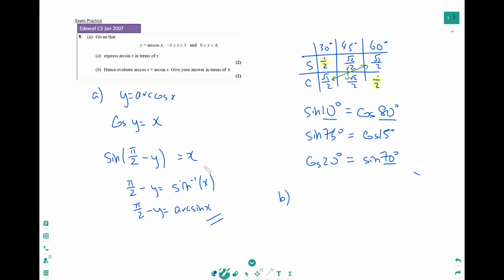Part B, hence evaluate arccos x plus arcsine x. Well, let me write down the question: arccos x, sorry, not arcsine x first. Order matters. It's like when you have burger and chips, you must have the burger before the chips. Arccos x, we know from the question, is y. And arcsine x, from part A, is pi over 2 minus y. So plus pi over 2 minus y. Let me just underline it for you. And therefore, if you simplify it, y plus pi over 2 minus y is just pi over 2. And that's the answer.